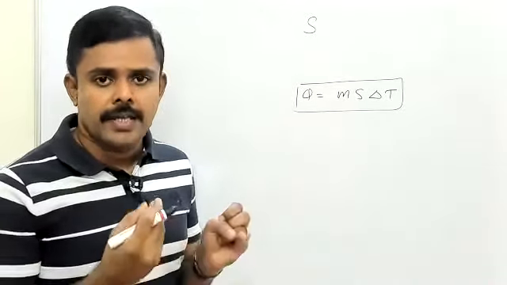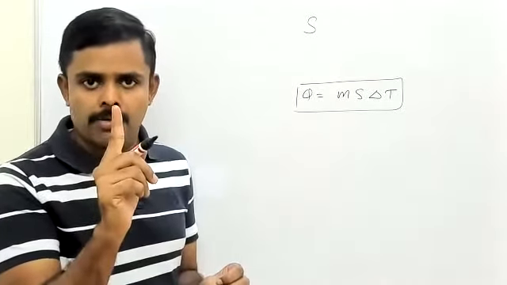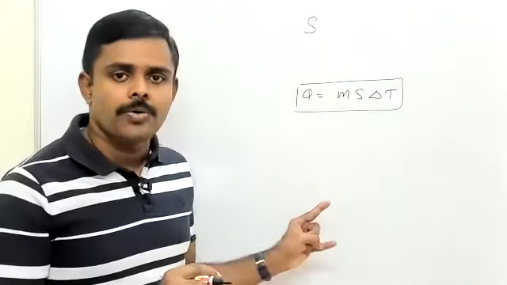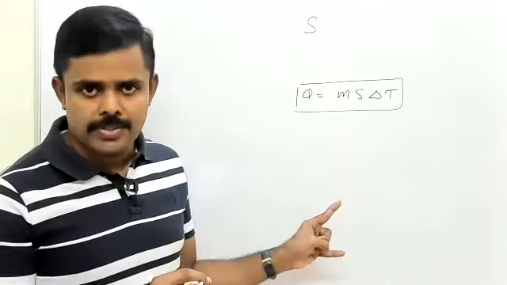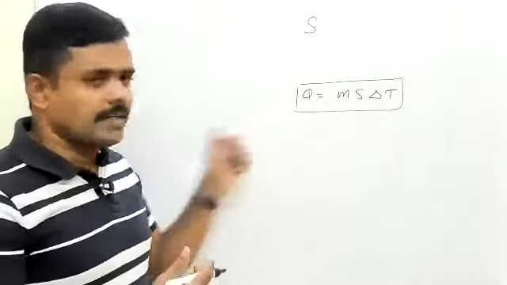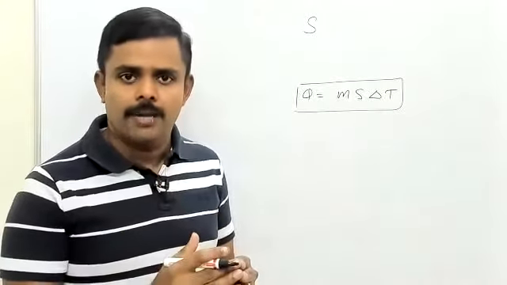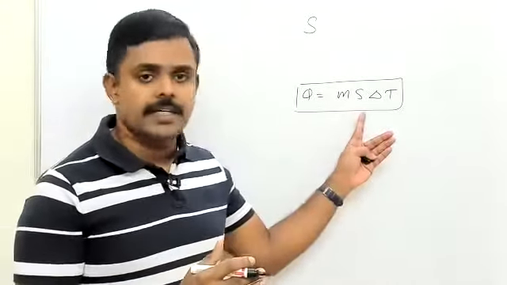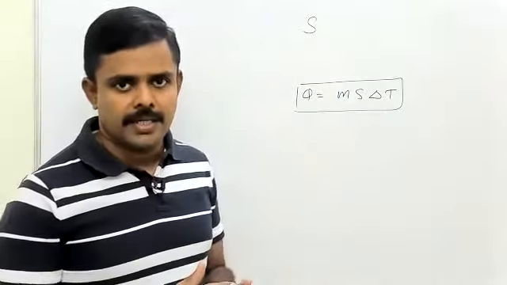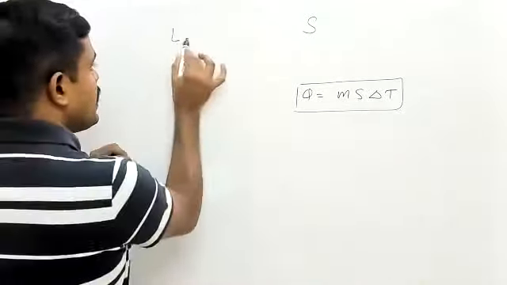It is the heat required to raise the temperature of 1 kilogram of a substance by 1 degree Celsius. So for m kilograms, you will need m times, and for delta T degrees Celsius, you will need delta T times. So the heat required to raise the temperature of m kilograms of a substance by delta T degrees Celsius is m s delta T. That is number one. Number two, there is something called latent heat, L.